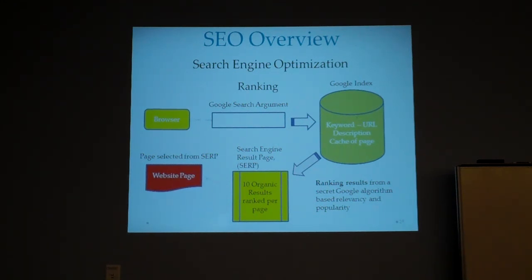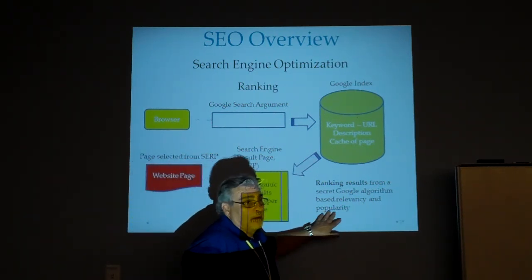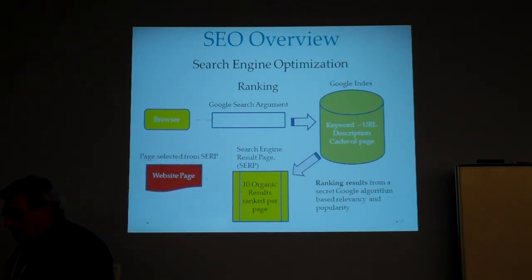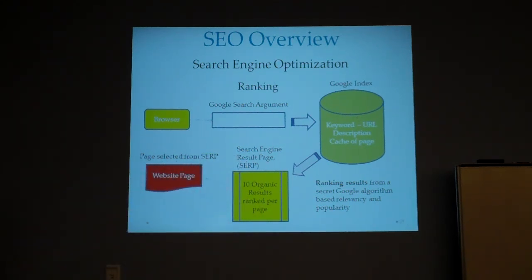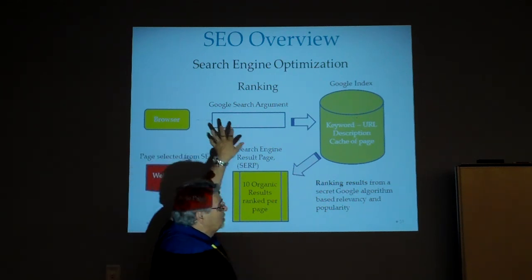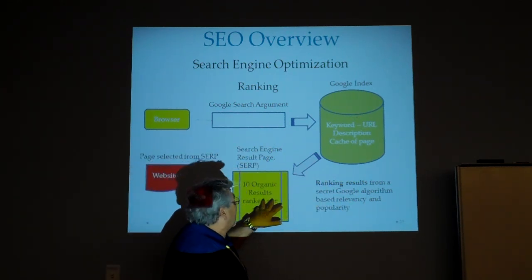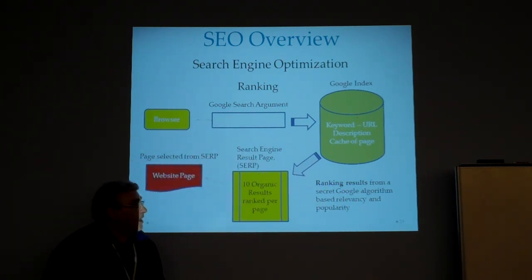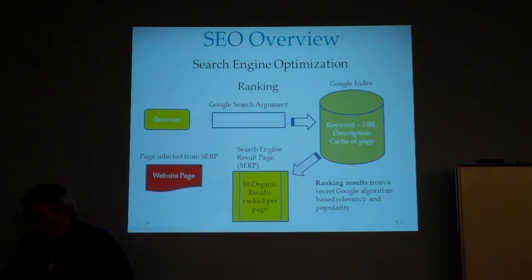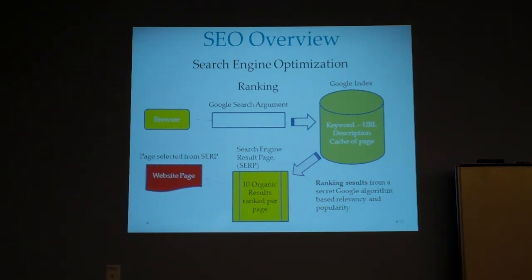Now, the way it ranks is based on an algorithm that has something to do with relevancy and popularity, okay? How well the keyword search is relevant to the content of your page, and how popular it is. Okay? So I'm going to go to the next one.